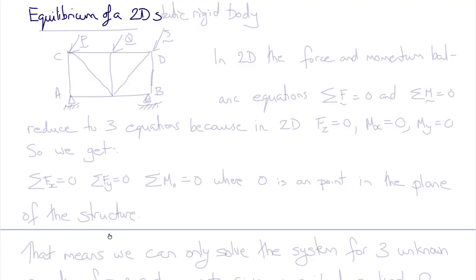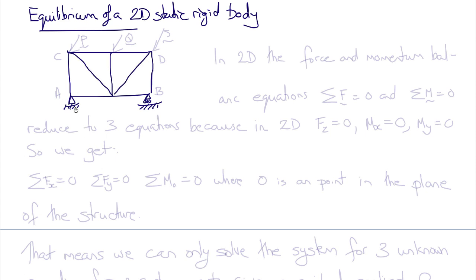So let's look at the equilibrium of a 2-dimensional static rigid structure. Our structure has 9 members and has a pinned support at the left end and a pinned support on rollers at the right hand end, 3 applied external force vectors plus the weight, and we'll label the 4 corners of this structure A and B at the supports and C and D on the top.